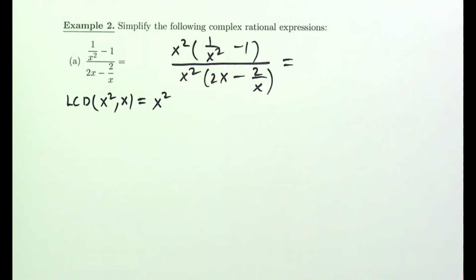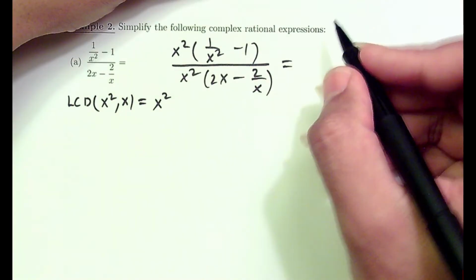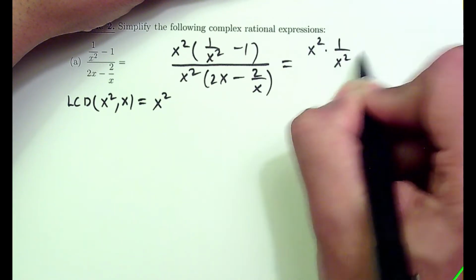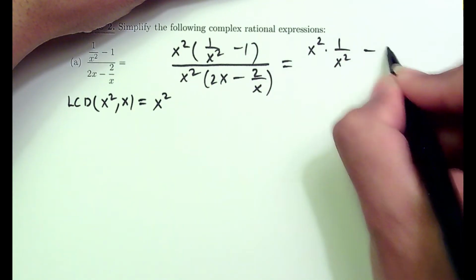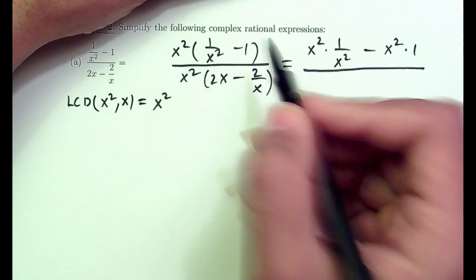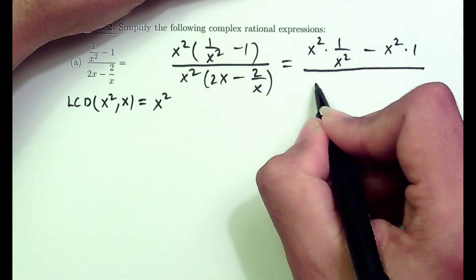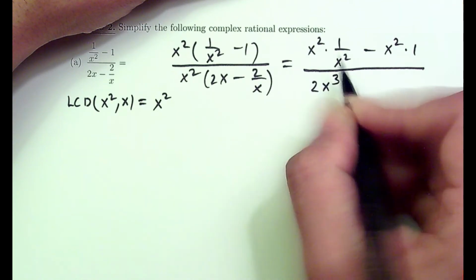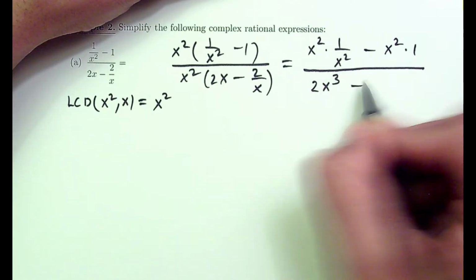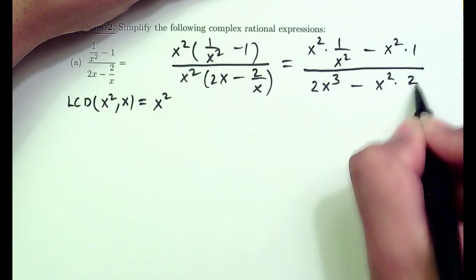Okay, so multiply everything by x squared. Now you're going to distribute. So this is going to be x squared times 1 over x squared minus x squared times 1. Distribute in here. And then distributing on the bottom, you're going to have 2x cubed, because x squared times 2x is 2x cubed, and then minus x squared times 2 over x.